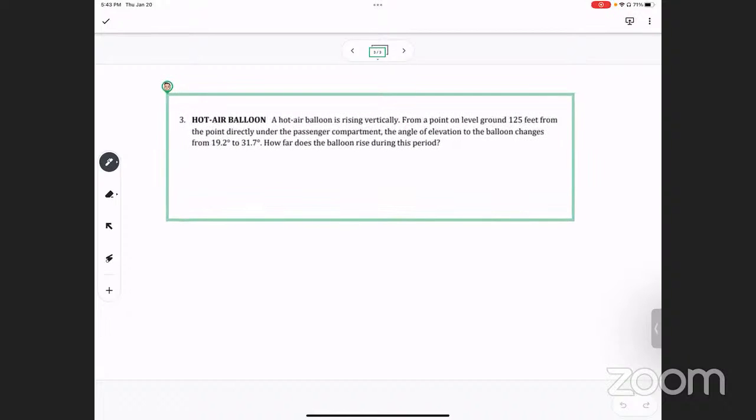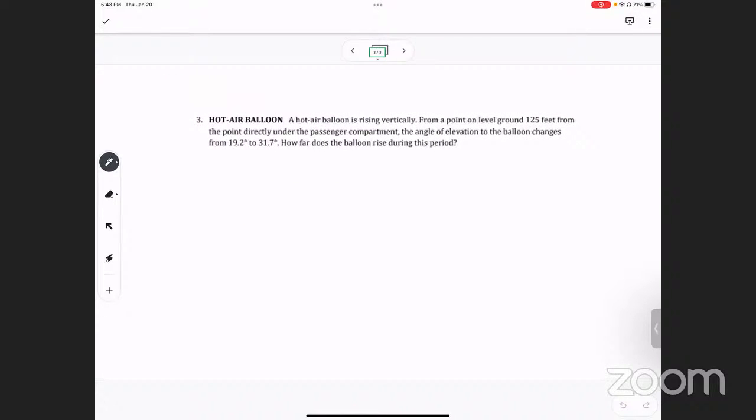All right, let me see you try this one. Do you have a way to write on this board? Yeah, I can just use my mouse here. A point on level ground, 125 feet. Passenger compartment elevation changes from 19.2 to 31.7. How far does the hot air balloon rise during this period? Okay, so it's rising straight up and down. It's from a point on level ground 125 feet from the point.